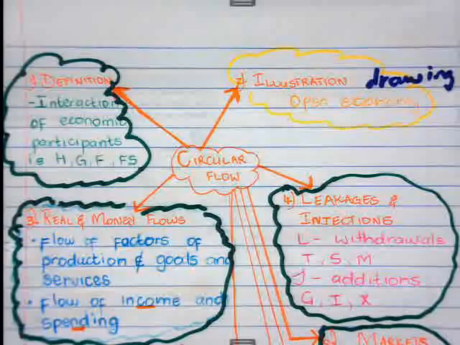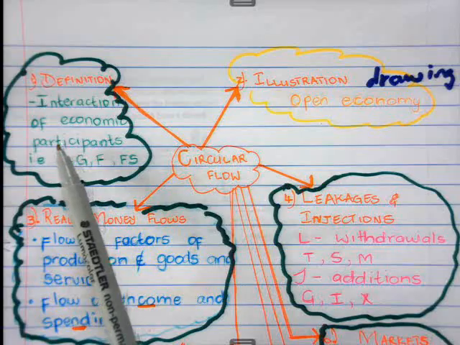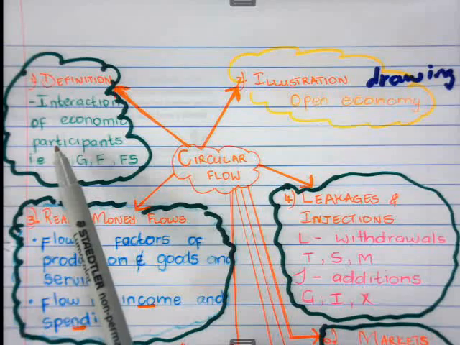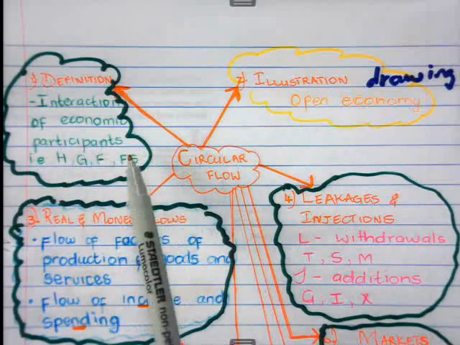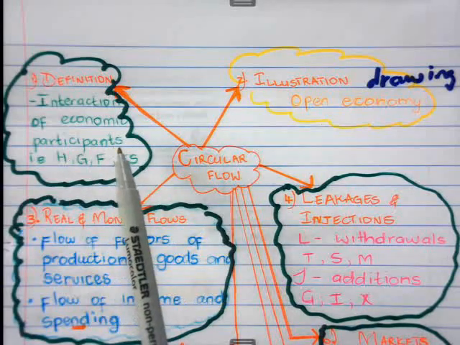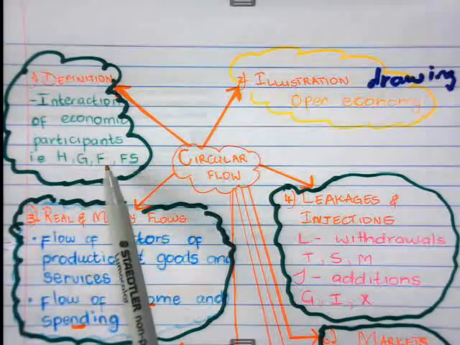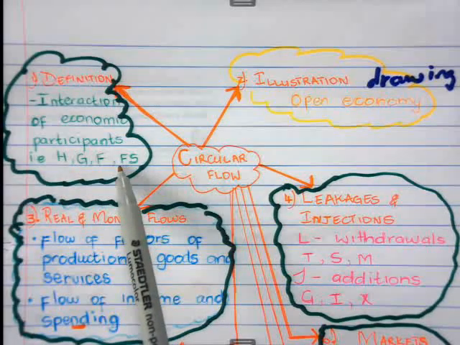Welcome back, learners. Let us go back a bit just to remind ourselves what we are busy discussing. We are discussing the circular flow, and we said we must always be able to define the concept that you are discussing, which is the interaction of economic participants. And who are the economic participants? The households, government, the firms as well as the foreign sector.